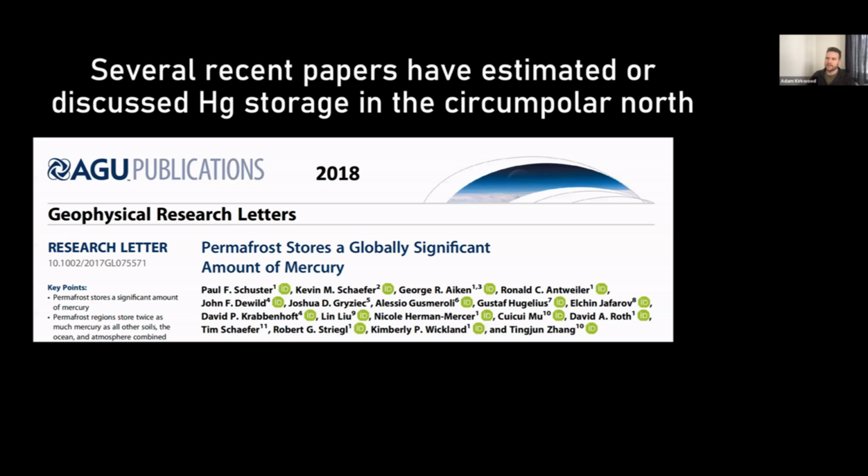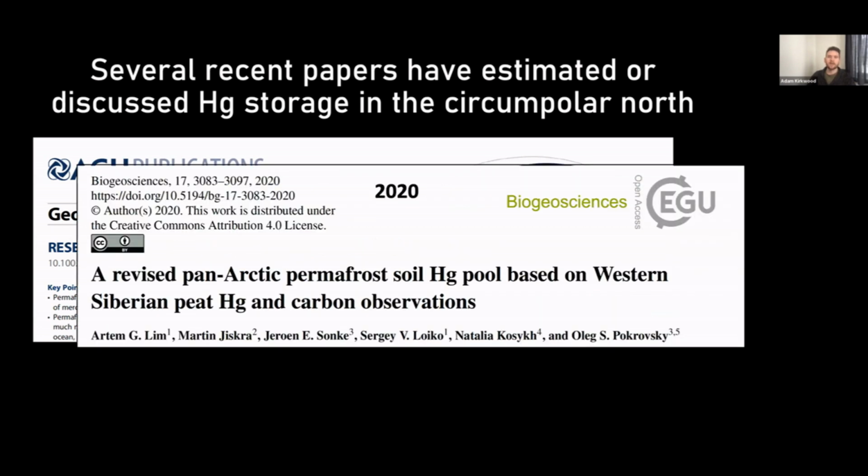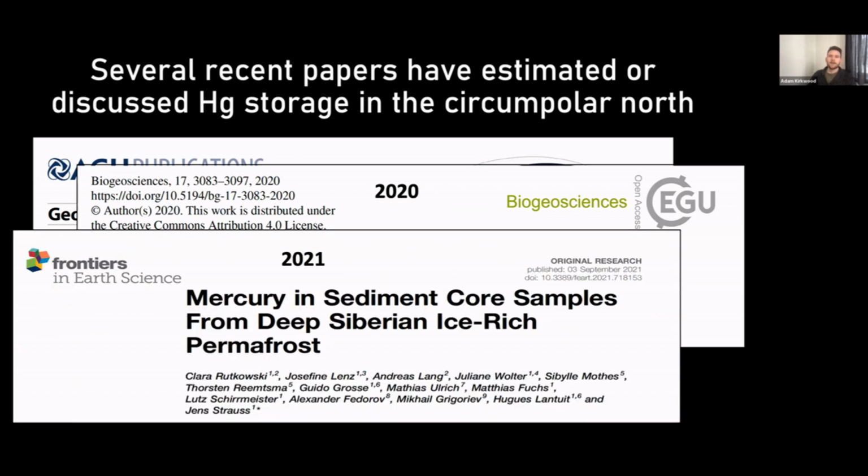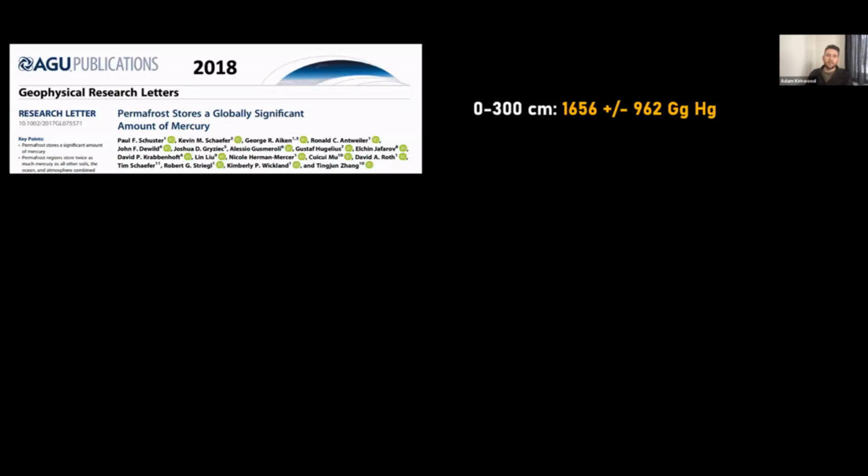And so several recent papers have estimated or discussed how much mercury is stored in the circumpolar north and in permafrost specifically. There's this paper from 2018, which states that permafrost stores a globally significant amount of mercury. Another paper from 2020 revised the 2018 estimate, and then a 2021 paper estimated how much mercury is stored in permafrost of Siberia. These papers actually all have very different estimations of how much mercury is stored in the circumpolar north.